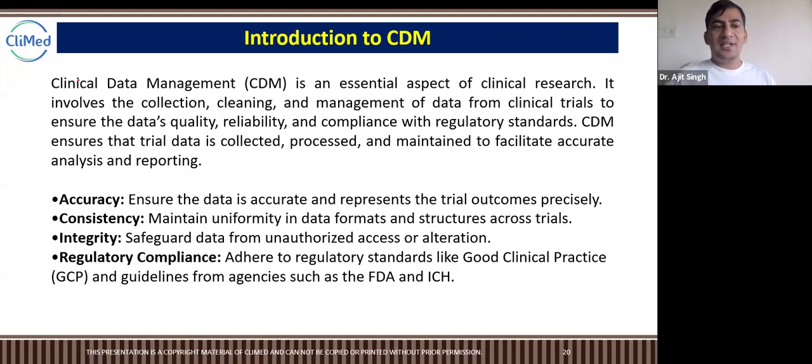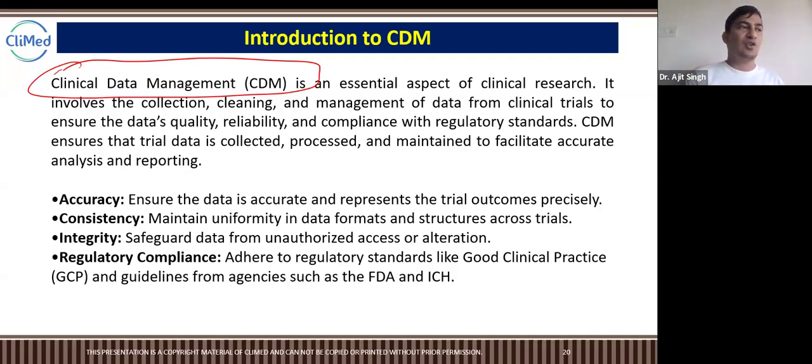Okay, so CDM, clinical data management, is part of this, guys. CDM comes when you start collecting data. Not only the collecting of data, but the part of clinical data management starts from the very beginning, from where they start thinking about or creating the CRF. CRF is case report form, right? So CDM means they will be working on the data completely.